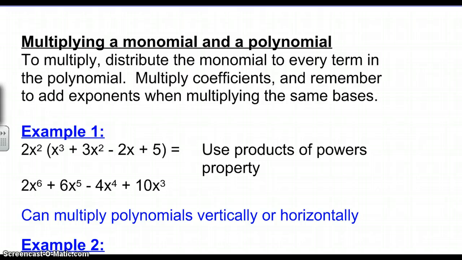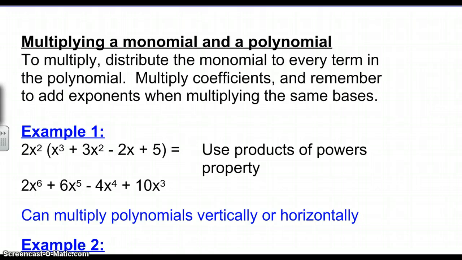So here, in example 1, we have 2x squared times the quantity x to the third plus 3x squared minus 2x plus 5. We're going to use the products of powers property, and we're going to multiply the 2x squared first by x to the third. That becomes 2x to the sixth. Then we multiply it by 3x squared. We get 6x to the fifth. Then minus 2x, that's minus 4x to the fourth, plus 10x to the third.